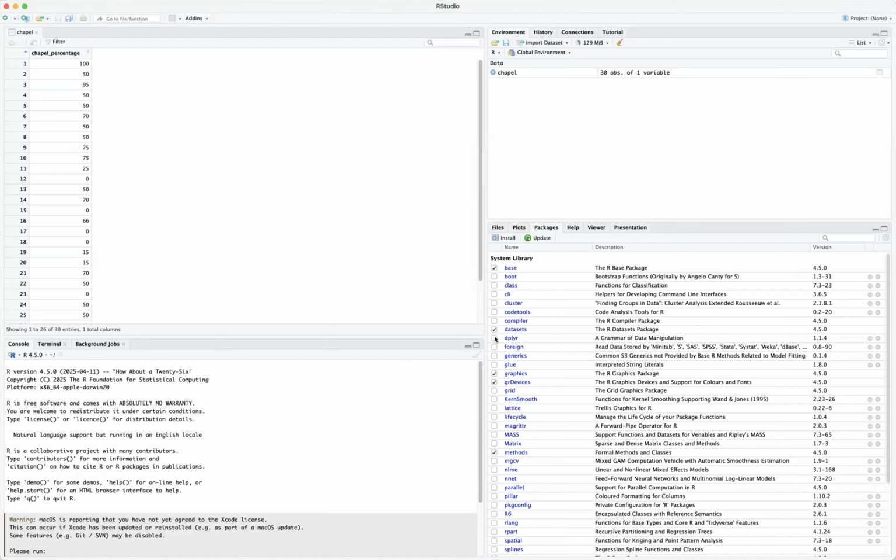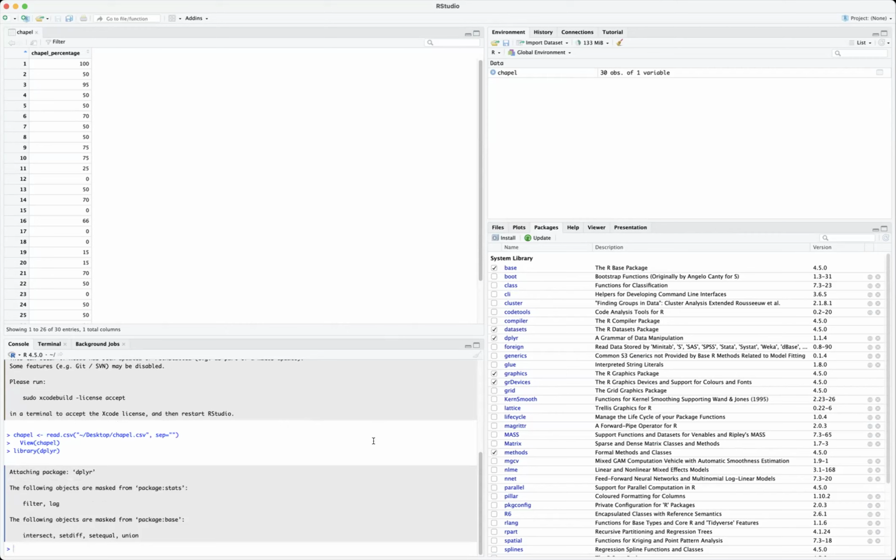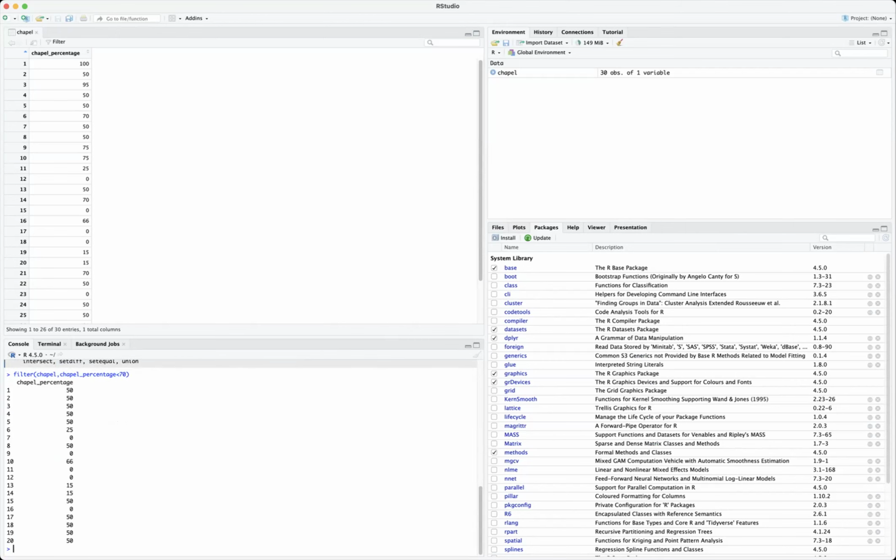It's a useful library for many kinds of data analysis techniques. Once you've installed it on your own RStudio, you just check the icon and it loads the library. So now we can use the commands we need, in this case, the filter command. We want to filter our data by those students who said that the chapel percentage should be less than 70. And you have all the students there.